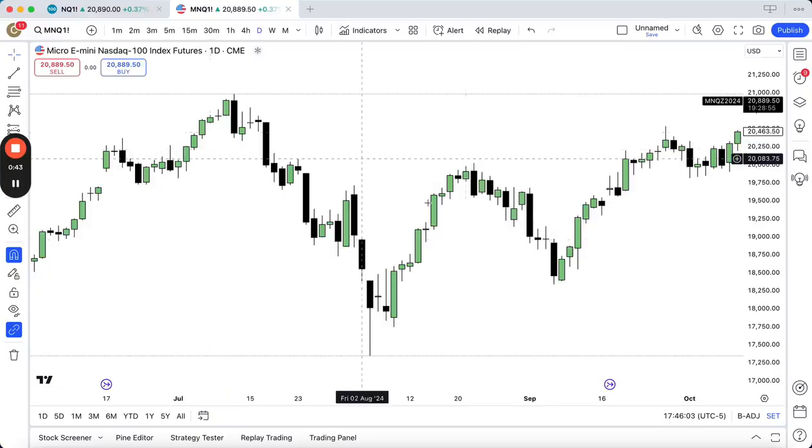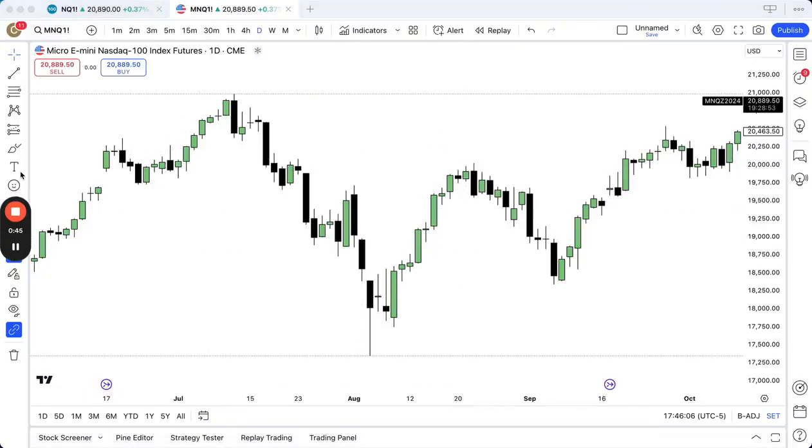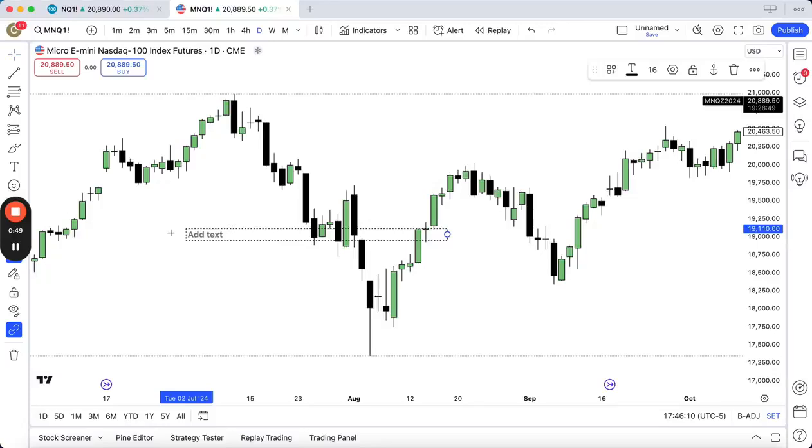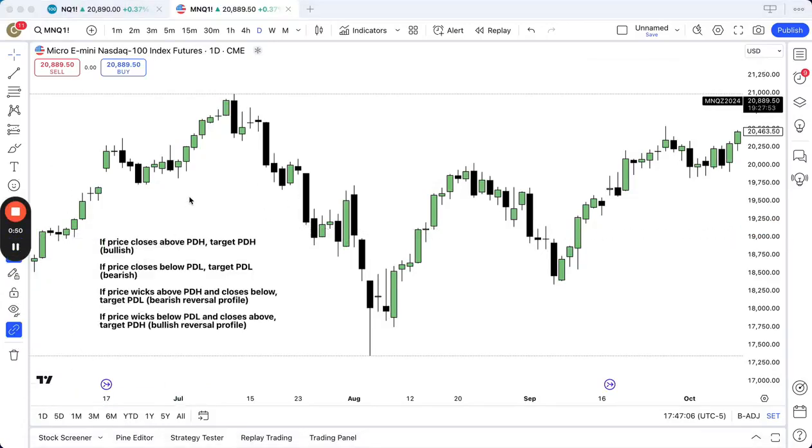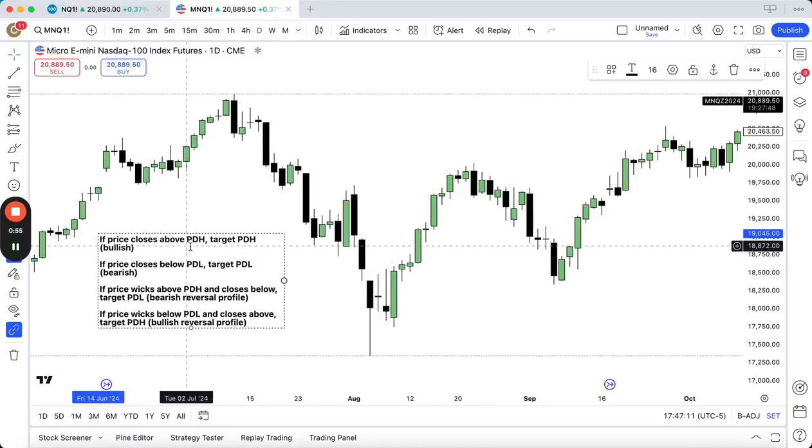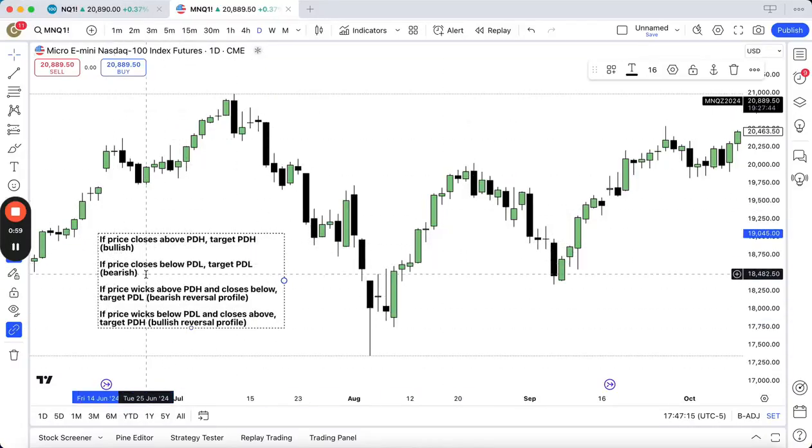Basically, what I use for daily bias is previous day highs and previous day lows. So for example, let me just write this out for you so you understand what I'm talking about. If price closes above previous day high, target previous day high, that's bullish order flow. If price closes below previous day low, target previous day low, that's bearish order flow.